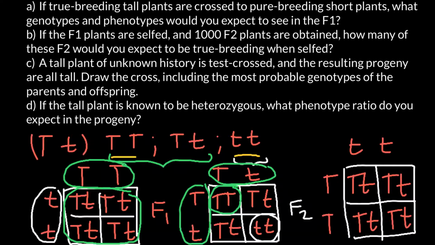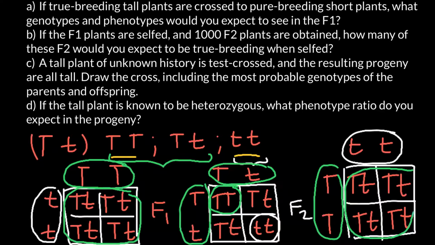Once again, this is the phenotypically small plant, and this is our unknown tall plant. As a result, 100% of the progeny in such a cross would be tall plants. But what if our unknown parent is heterozygous? This is exactly the next question: if the tall plant is known to be heterozygous, what phenotype ratio do you expect in the progeny?